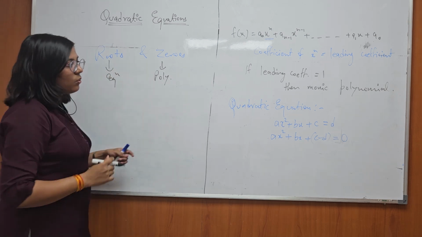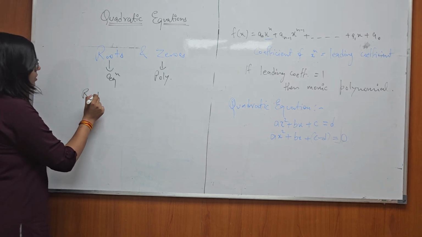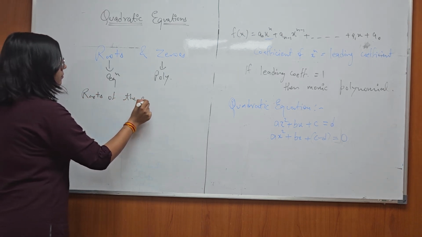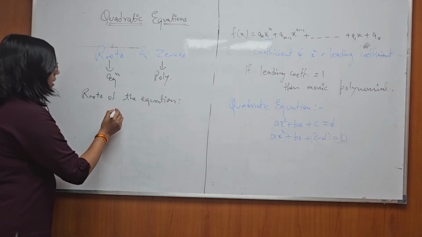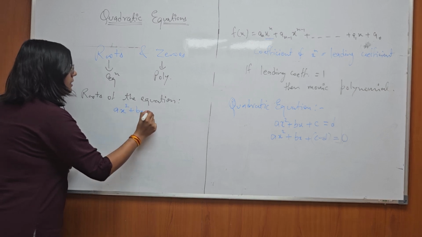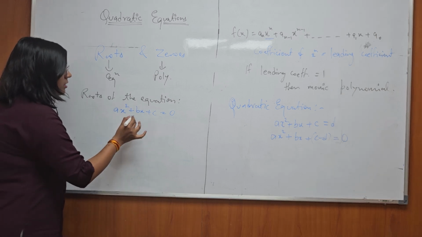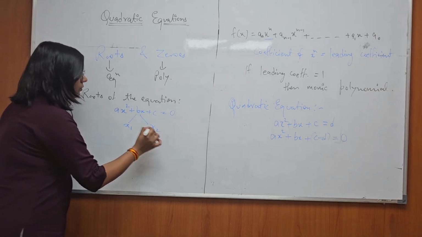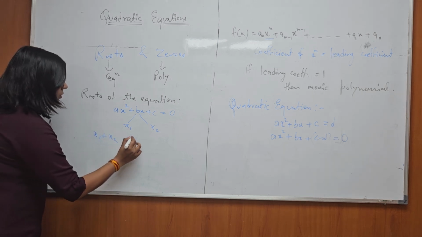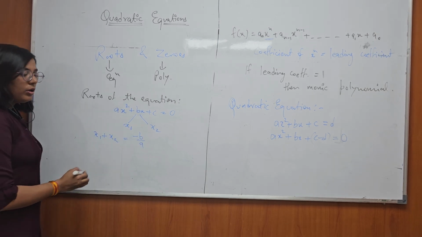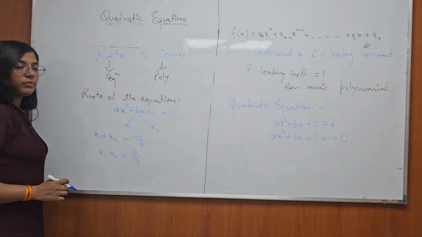Now moving on to next section. Since the quadratic equation has degree 2, it will have 2 roots. So roots of the equation. Suppose we are considering ax square plus bx plus c equals 0. This is a quadratic equation. Since the degree is 2, it will have 2 roots. Suppose roots are x1 and x2. Then sum of roots is defined as x1 plus x2 equals minus b upon a. Product of roots x1 into x2 is defined as c upon a.